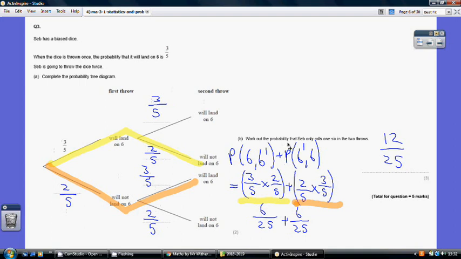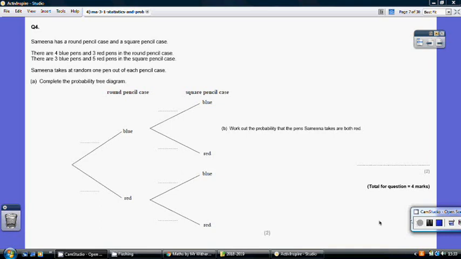Now part B, work out the probability Seb only rolls 1 six in the 2 throws. So how can he get just 1 six? Well, either this yellow path here, which would be a 6 and then not a 6, or alternatively this brown path here, not a 6 and then a 6. So these are the two paths we're focusing on. So the yellow path first of all, 3/5 and then.